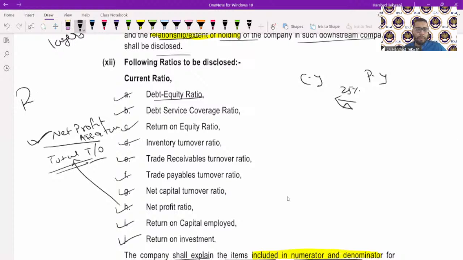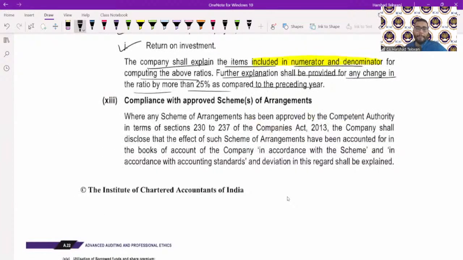So ratio analysis is a part of the financial statement now. Compliance with approved scheme of arrangements. If there is a scheme of arrangement that has been approved by the competent authority, then the company shall disclose that the effect of such scheme of arrangement has been accounted for in accordance with the scheme and in accordance with the accounting standard, or if any deviation is there, then it shall be explained.